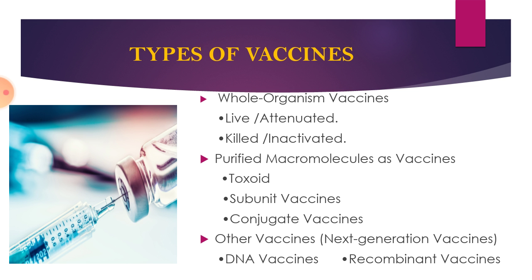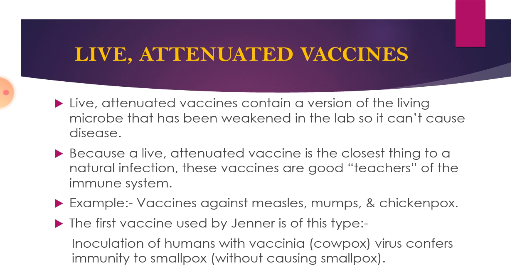Let's see the types of vaccines. Live or attenuated vaccines. Live attenuated vaccines contain a version of a living microbe that has been weakened in the lab so it can't cause disease.